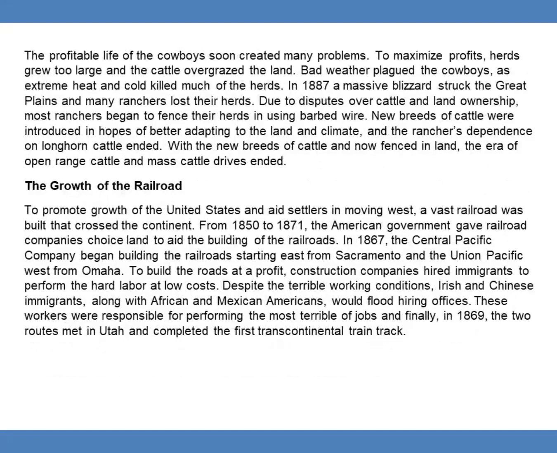The profitable life of cowboys soon created many problems. To maximize profits, herds grew too large and the cattle overgrazed the land. Bad weather plagued the cowboys, as extreme heat and cold killed much of the herds. In 1887, a massive blizzard struck the Great Plains, and many ranchers lost their herds. Due to disputes over cattle and land ownership, most ranchers began to fence their herds in using barbed wire.